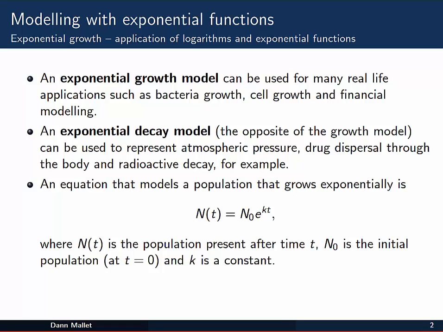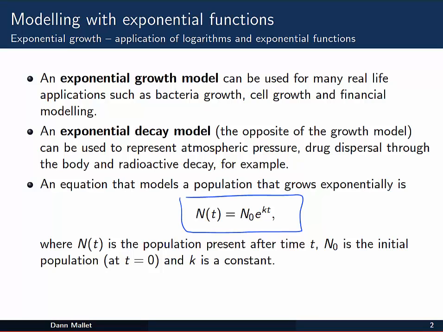decay. An equation that can be used to model a population, for example, that grows exponentially is this one here, where we have N of t is equal to N0 e to the kt. Here, N of t is the population that is present after some time t. N with a subscript 0 is referred to as the initial population, because it's the population N when t is equal to 0. You can see this by substituting 0 into the function. An exponential to the power 0 is going to give us a 1 multiplied by N naught, thereby the initial population. k is a constant related to the rate at which the population grows.